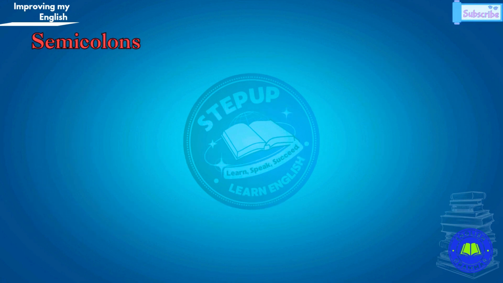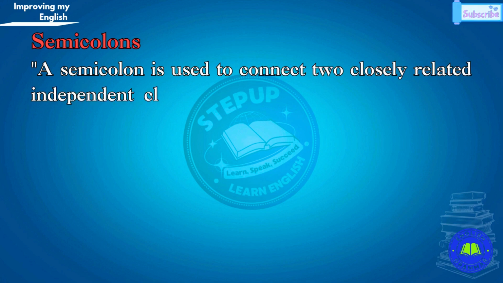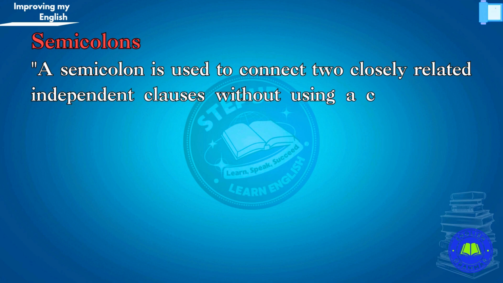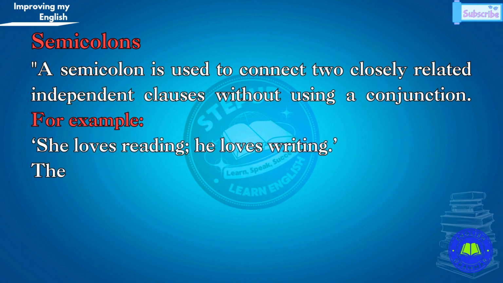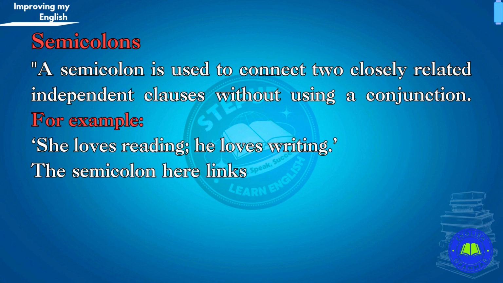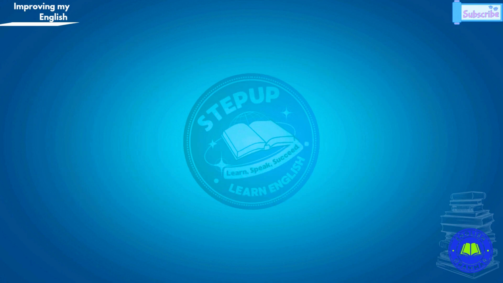Semicolons. A semicolon is used to connect two closely related independent clauses without using a conjunction. For example, she loves reading; he loves writing. The semicolon here links two related ideas, making them more connected than if we used a period.